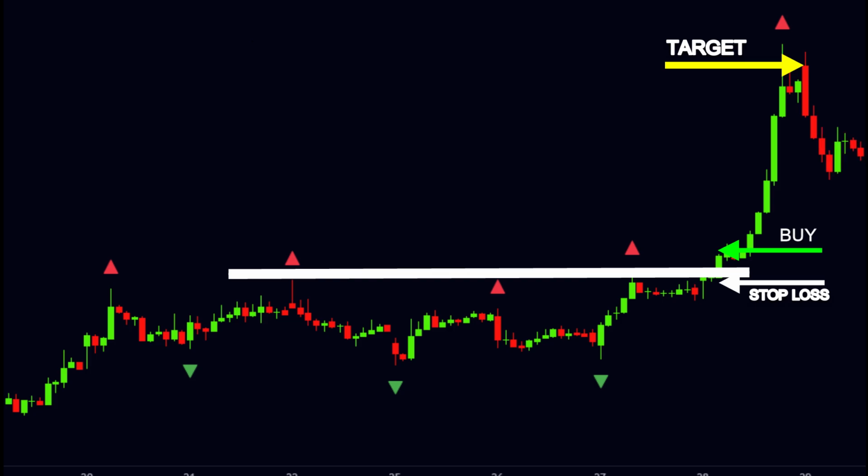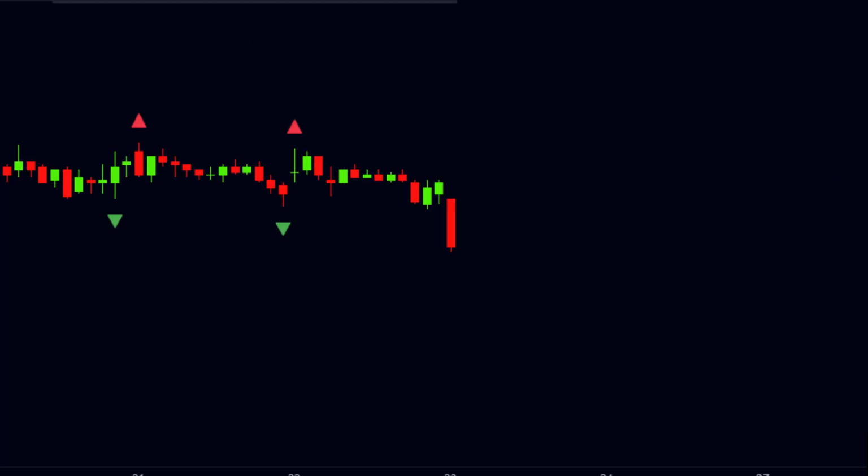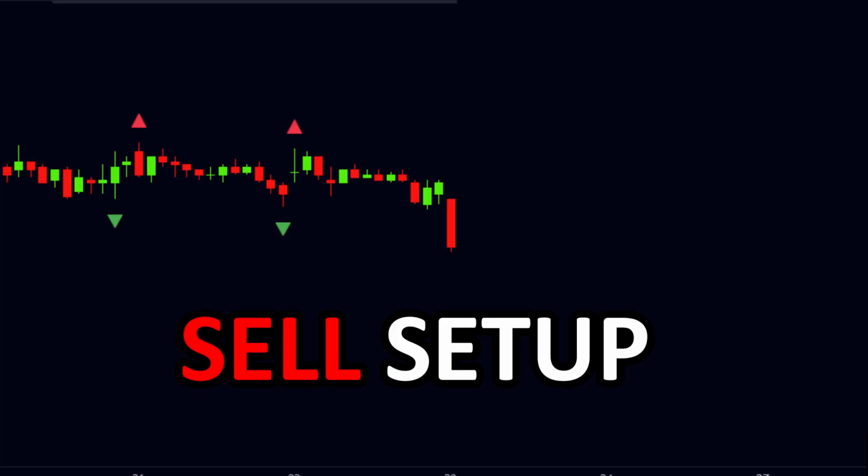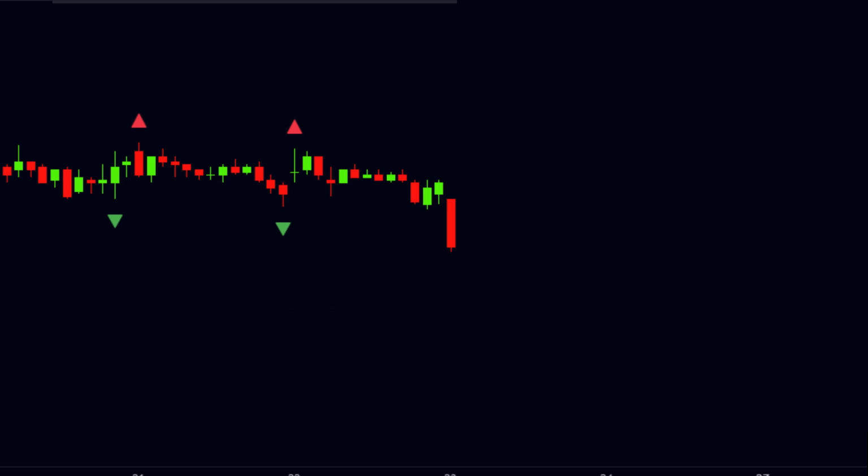You can see here, after our buy entry, the price made a huge up move, and we could achieve our target. Now let us see an example for the sell setup. As you can see here, there are many fractals which are closer to each other. Now look at these bullish fractals, the price levels at these bullish fractals are very near. Therefore, we will plot a support level by connecting them.